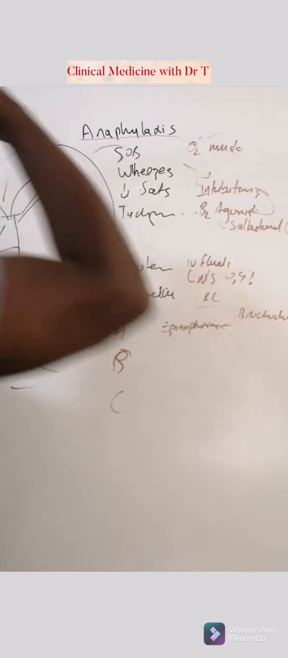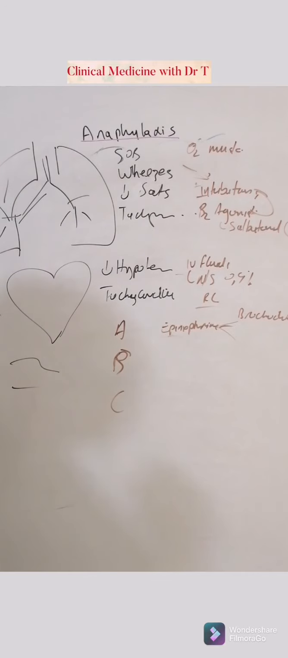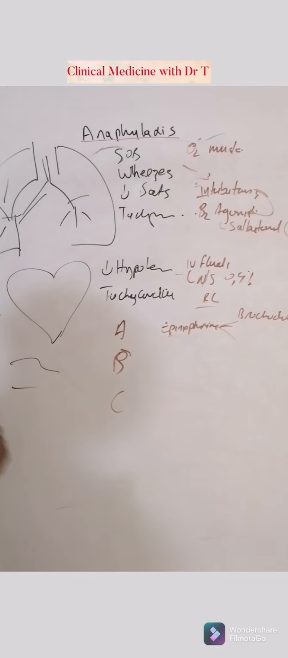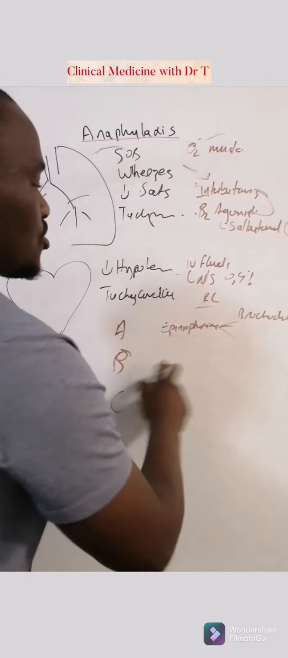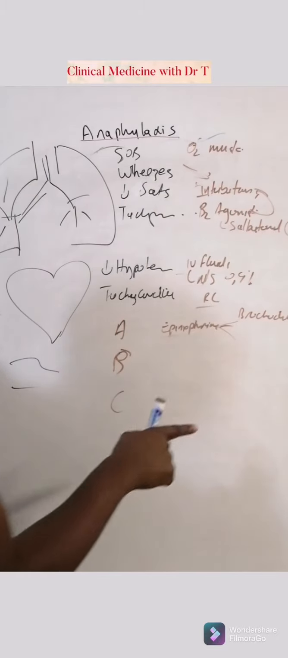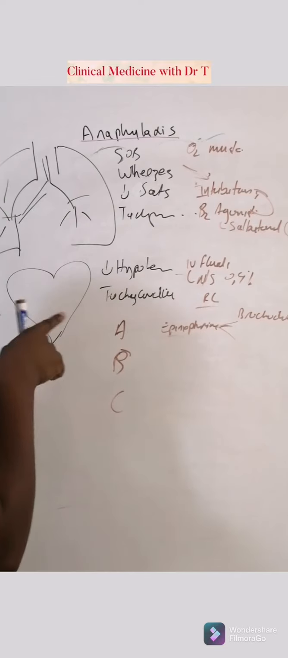So epinephrine becomes very important. Epinephrine also causes vasoconstriction, and you have vasodilation. That's why you've got hypertension. So giving epinephrine will sort out this problem of the airway and also this problem of your cardiovascular.